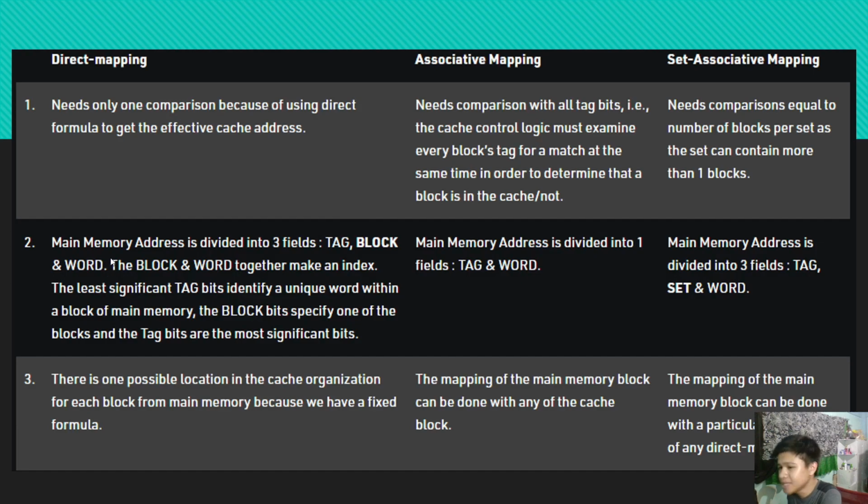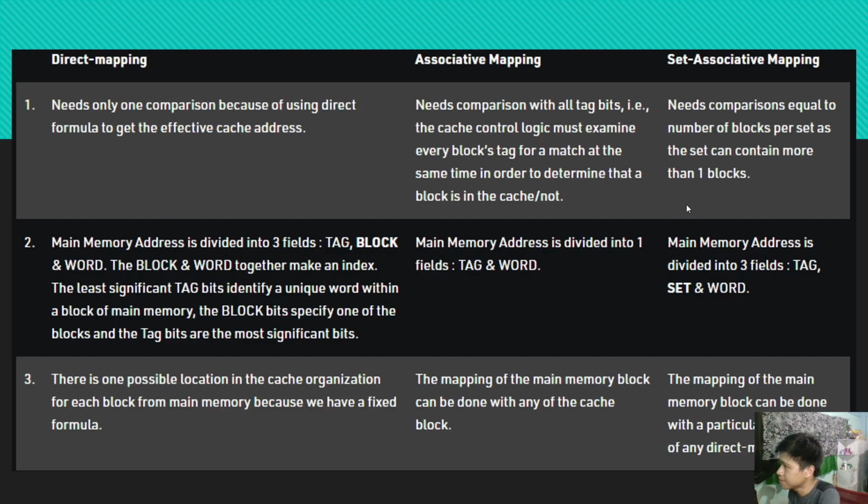Second, the main memory address is divided into 3 fields. So we have the tag, block, and word. The block and word together make an index. The least significant bits identify a unique word within a block of main memory. And then the block bits specify one of the blocks, and the tag bits are the most significant bits. For the associative mapping, we only have 2, so it's a tag and word. So instead of being divided into 3 fields, this one has only 2.